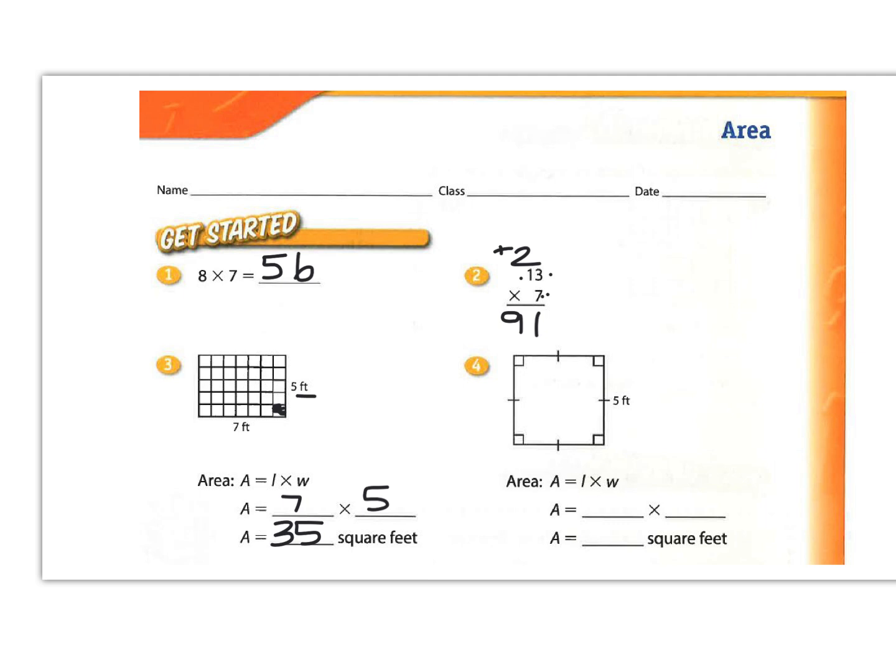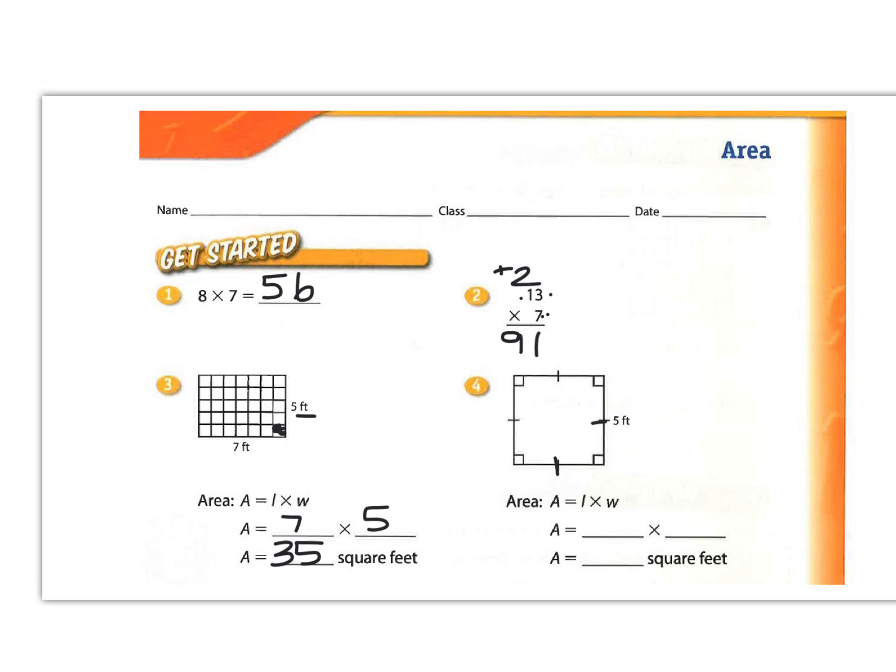Here, again, okay, so we have a square here. We can see all the sides are the same. They have that one little line. They have 4 right angles on that shape. So that means that if this side is 5, then this side is 5. So length times width is 5 times 5. 5 times 5 is 25 square feet.